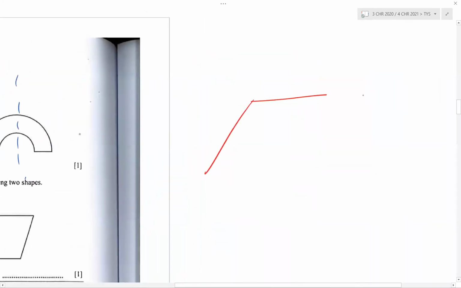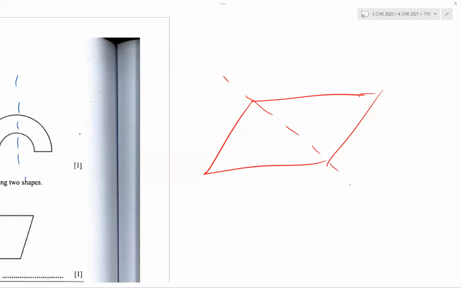What about a parallelogram looking like this? How many lines of symmetry? How many? One. Where's the one? You mean like this? Can you visualize if you fold this way, will you get the same overlap? No, you won't. You go and try. You wouldn't. What about the other diagonal? What about this diagonal? Likewise, you wouldn't.